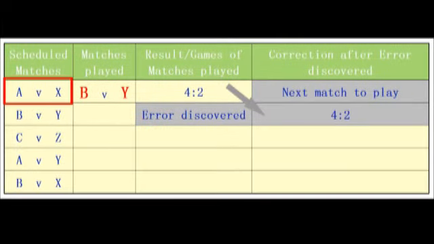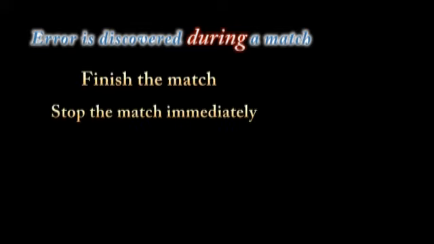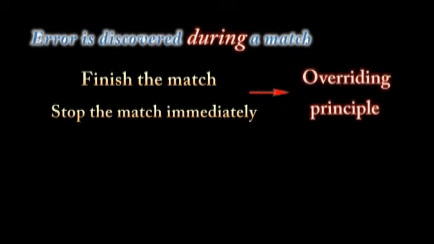Generally, the first valid unplayed match will then be played, and matches continued in order, excluding any valid matches that may have already been played. If the error is discovered during the match, there are 2 options available: finish the match or stop the match immediately, then revert to the overriding principle.